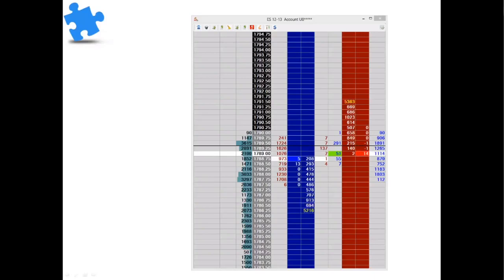Okay, now right now, you may have a perception that people that are reading the order book are actually looking at all of the numbers at the same time.